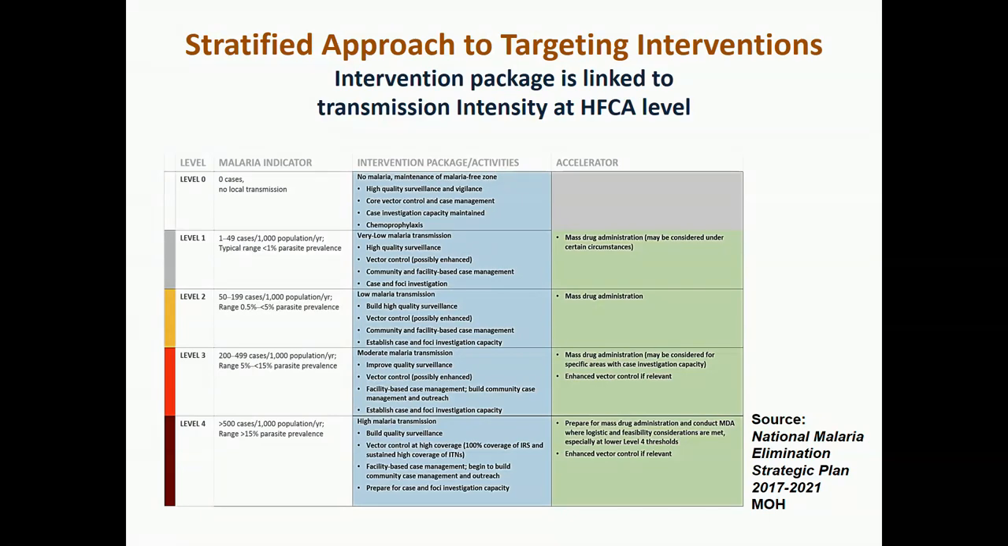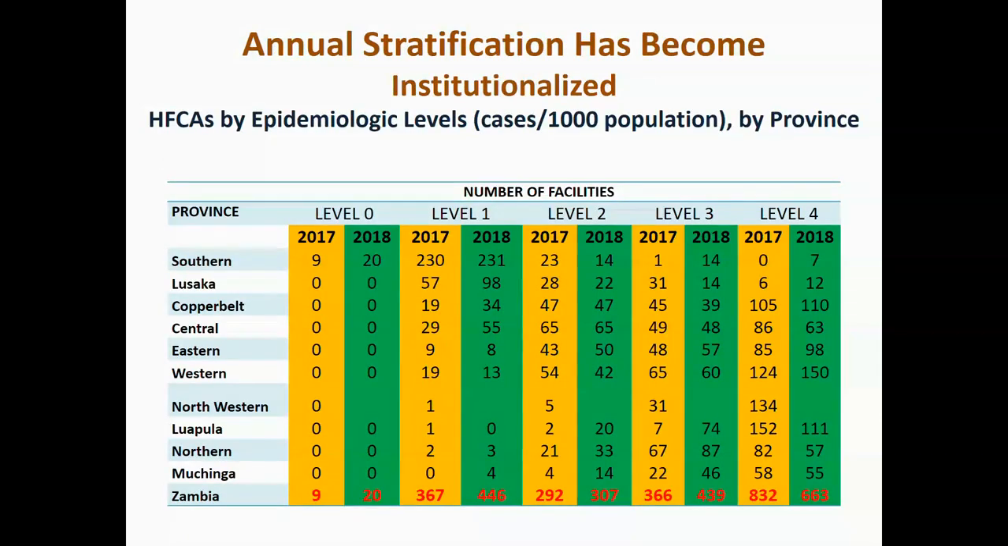So the lowest is level 0, where we have no transmission, and the highest is level 4. And each one of those is associated with a package of interventions that are applied at that particular health facility level. We also have what we call accelerants, and in this particular case, we use interventions such as mass drug administration to where it is applicable, where we have good vector control and we have a surveillance system in place. We apply interventions such as MDA to help us get closer to reduced burden.